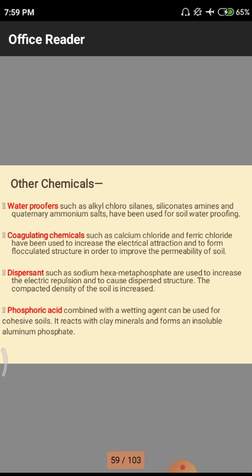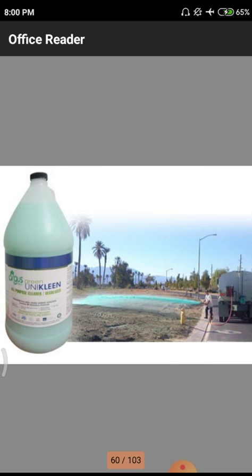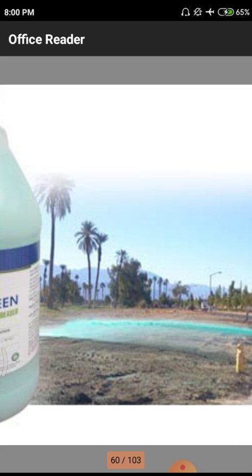Next one is phosphoric acid. It is combined with the water-repelling agent and used for cohesive soils. It will react with the clay minerals and form insoluble aluminum phosphate. This is the technique, that means in what way we have to spray those chemicals. They are sprayed as a water jet on the soil surface. After a few minutes, those will penetrate into the layers, the formation of particles takes place, and then we go for densification.